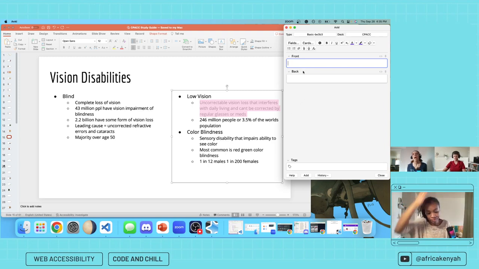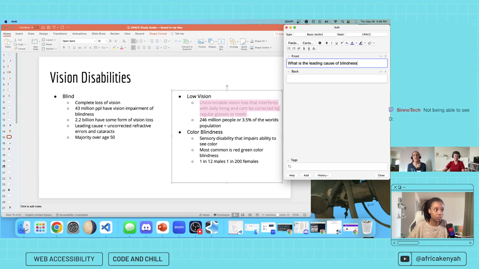Dorlyn, my JAWS just got a notification, talked over you. I'm sorry, can you repeat the question? For those unaware, Dorlyn is currently multitasking. Most of the time she's multitasking. She's using a screen reader to read everything that's happening on her computer. Just so y'all know. So what is the leading cause of blindness?